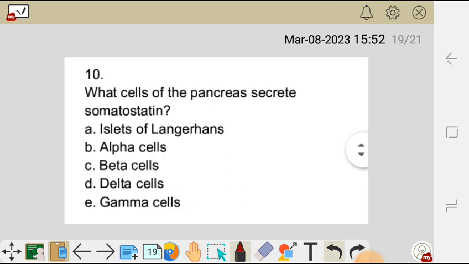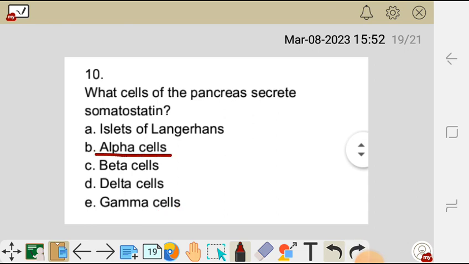Question 10. What cells of the pancreas secrete somatostatin? A, islets of Langerhans. B, alpha cells. C, beta cells. D, delta cells. And E, gamma cells. So which among these cells of the pancreas secrete somatostatin? The islets of Langerhans are the masses of cells in the pancreas which form the endocrine gland. Now the endocrine gland consists of alpha cells, beta cells, delta cells, and gamma cells.